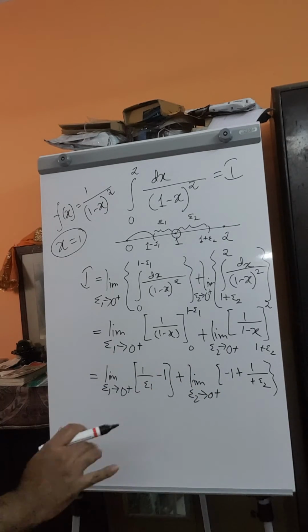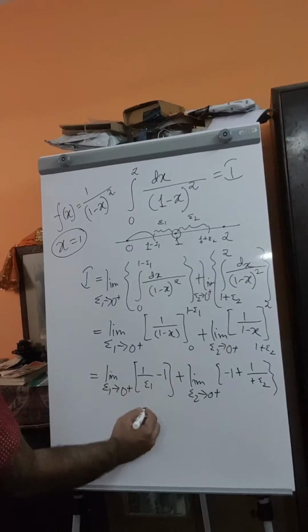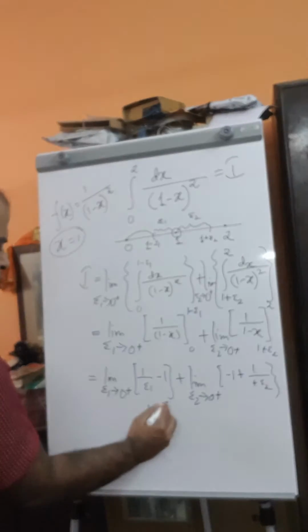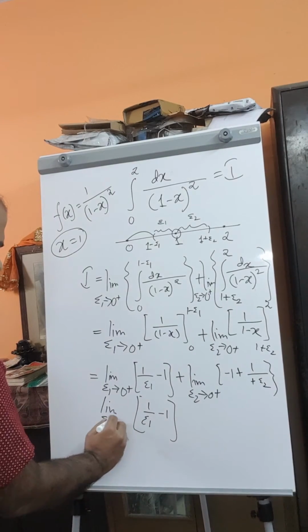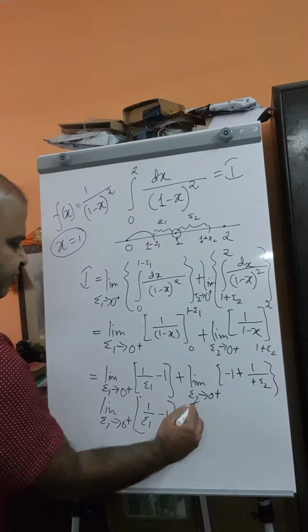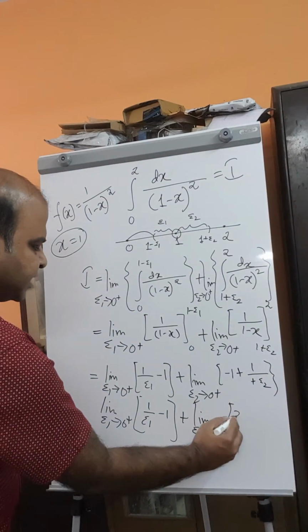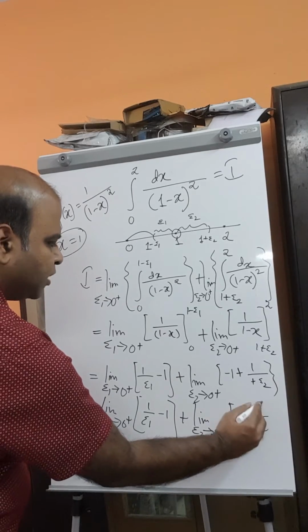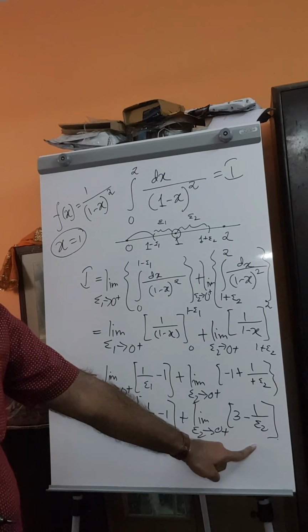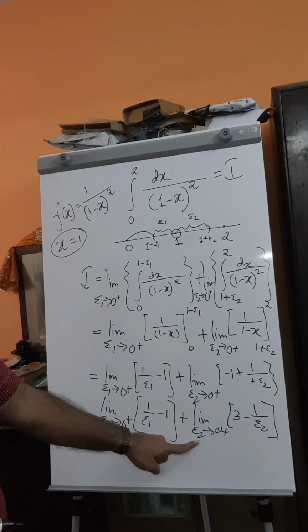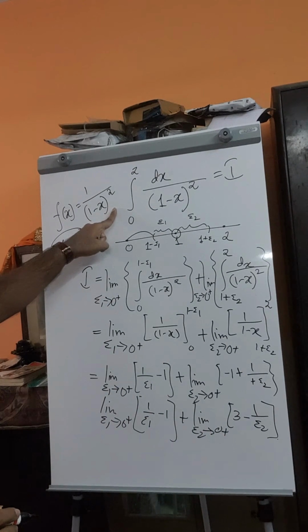But just for the sake of example, I am saying if we have such a case, say here we have 1 by epsilon minus 1, limit epsilon 1 tending to 0 plus, and then we have limit epsilon 2 tending to 0 plus, say 3 minus 1 upon epsilon 2, say we have such a result. So, here you see, here also both the limits do not exist, because as epsilon 1 tends to 0 plus, epsilon 2 tends to 0 plus, both of these limits tend to infinity. So, the improper integral does not exist.